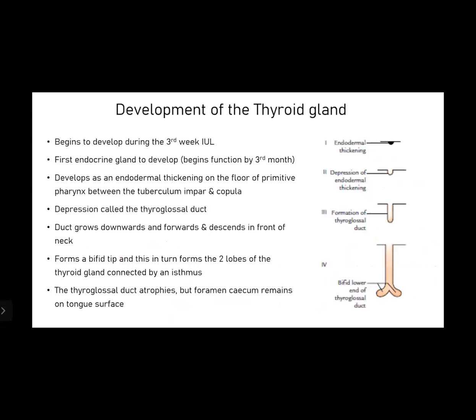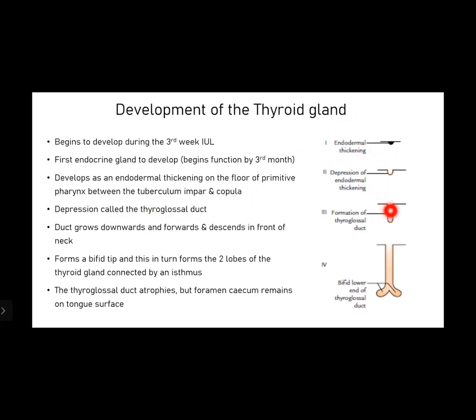Okay, right. So taking a look at the development of the thyroid gland, it begins to develop during the third week of intrauterine life. It is basically from the endodermal thickening that occurs in the region of the foramen cecum. It develops as an endodermal thickening on the floor of the primitive pharynx between the tuberculum impar and the copula of His, which is the hypobranchial eminence. And then you have a depression which is called the thyroglossal duct.